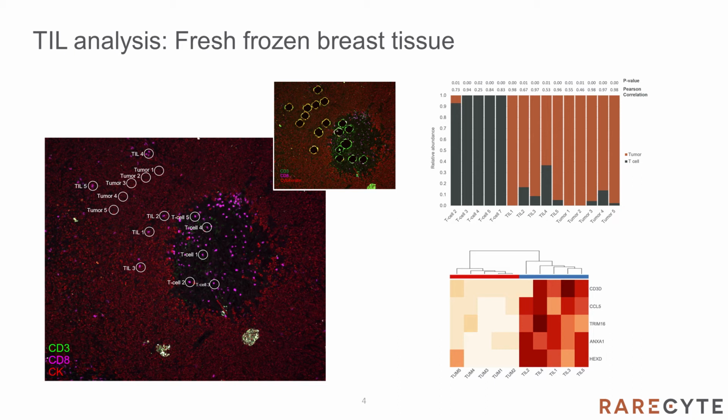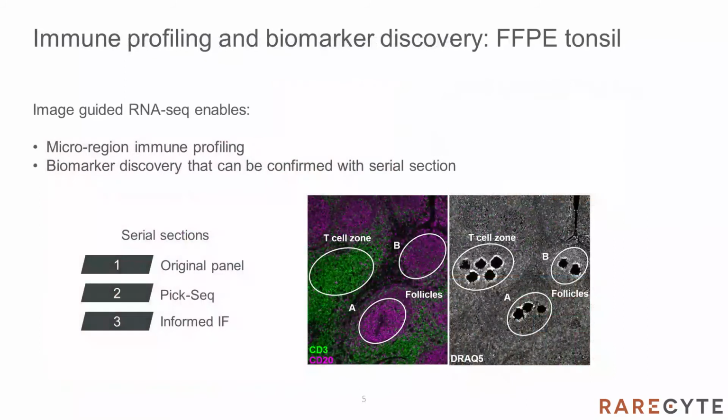T-cells identified during imaging. These results demonstrate the power of the Pick-Seq workflow to deeply characterize your tissue of interest, from the spatial organization and the cellular phenotyping right down to molecular profiling. CyteFinder II and Pick-Seq also enable immune cell profiling and biomarker discovery applications.